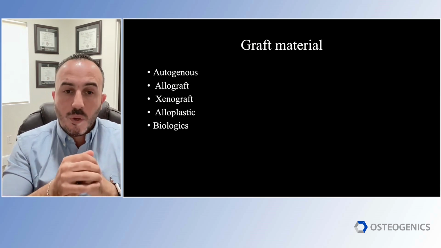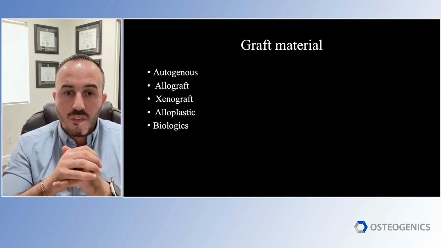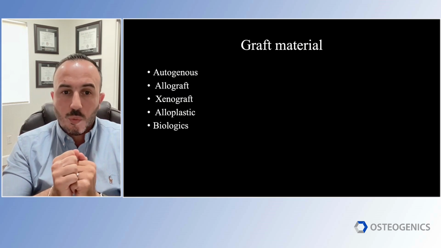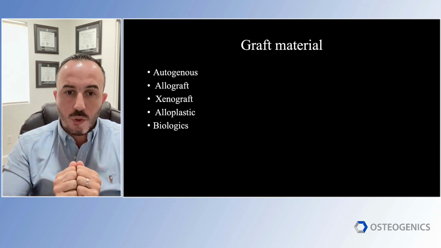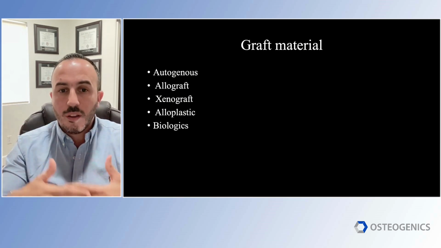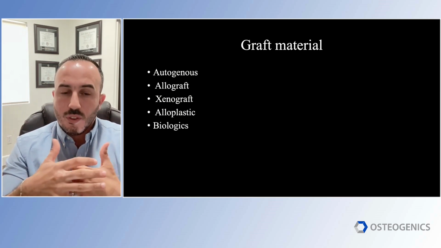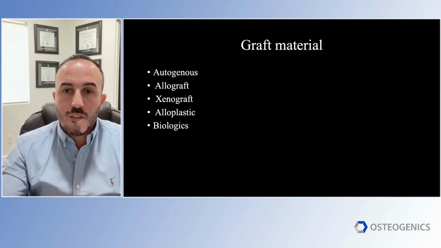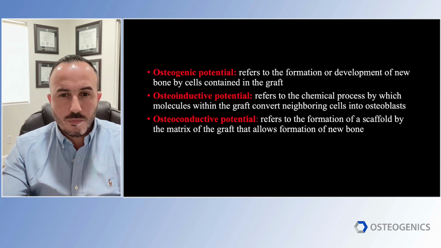Meanwhile, the xenograft that we can get from porcine, equine, or bovine sources, their main aim is to act as a scaffold. So what they're doing is saying, I'm going to stay here, hold the space for you, you bring the bone whenever you want, I'm going to stay here for a while. Alloplasts are synthetics. And last but not least, biologics: we have BMP2, rhPDGF, and enamel matrix derivative that can be used.